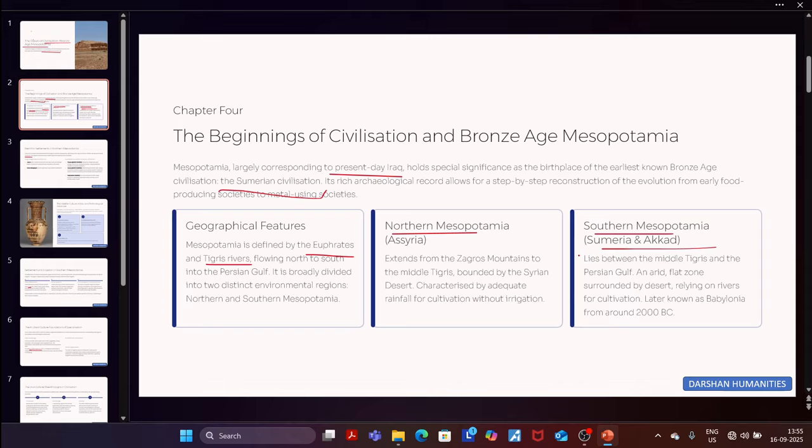Historically, the southernmost part of Mesopotamia was known as Sumeria, while the area between Sumeria and northern Mesopotamia was called Akkad. Together, Sumeria and Akkad formed southern Mesopotamia from around 2000 BC. This region was often referred to as Babylonia, with Babylon emerging as a major political center.